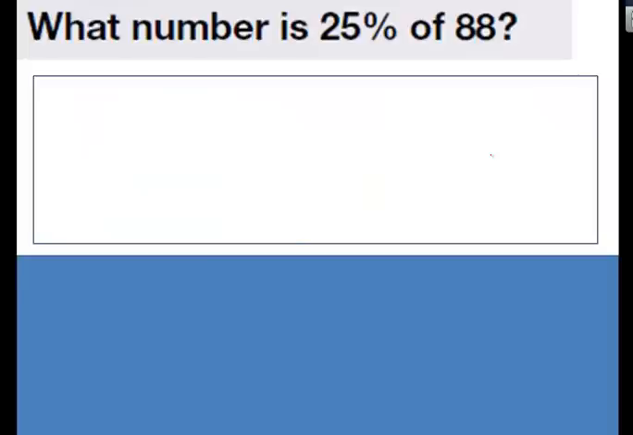All right, so you do this one. What number is 25% of 88? Do me a favor and write it out. Bring these down. Right, write it down before you solve it. And please don't do this in your head. I know this is an easier one, but I want you to practice writing these equations. Pause the video, and then let's see if you can get it right.